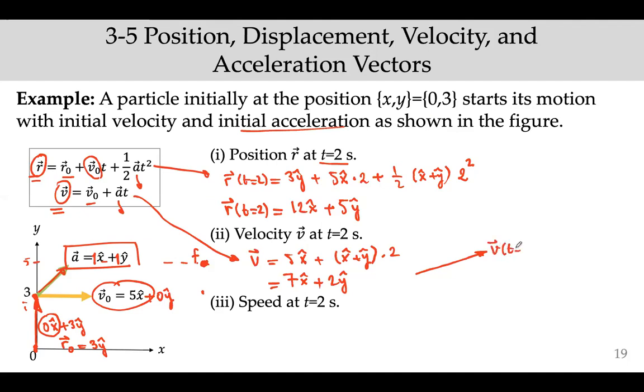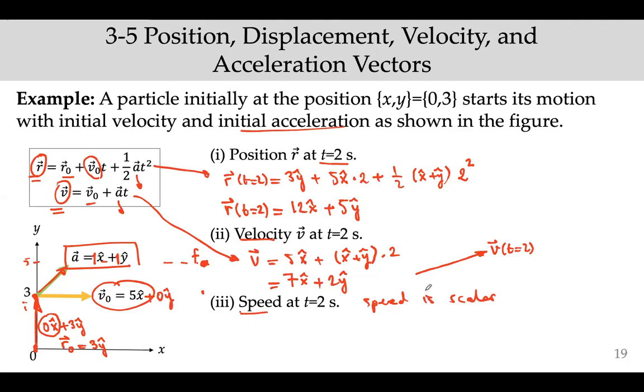Velocity at time equals 2. Okay, what about the speed at time equals 2? Now, velocity is a vector, speed is a scalar. That means it's just a number, it doesn't have any direction.